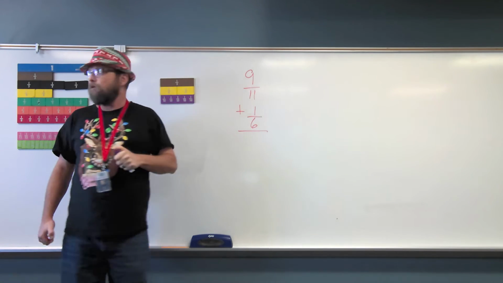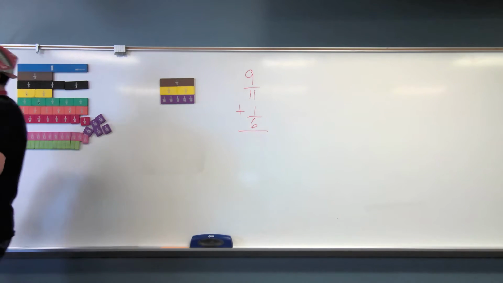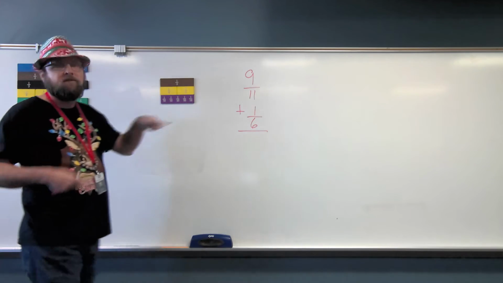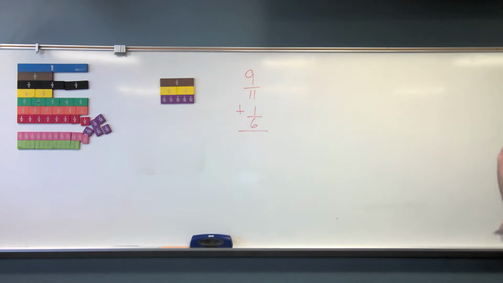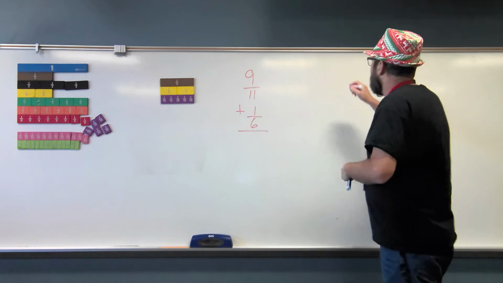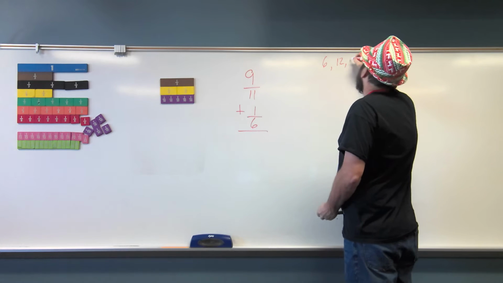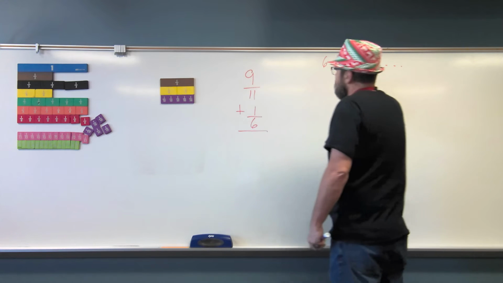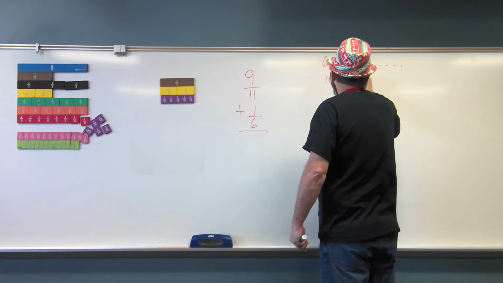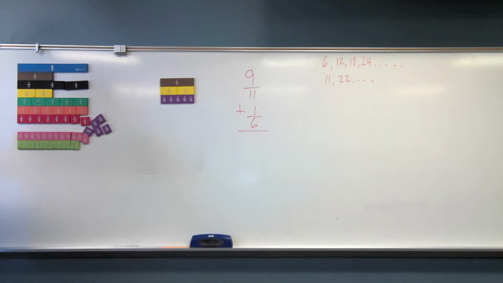Now these two denominators are on a multiplication chart. So I could look at my multiplication chart, the row that starts with 6 and the row that starts with 11, and find the first one they have in common. I don't have one up here. So let's do 6, 12, 18, 24, and I'd keep going. I'd do 11, 22, and I'd keep going. And I'd find the first one they have in common, which is what, Joel? 66.